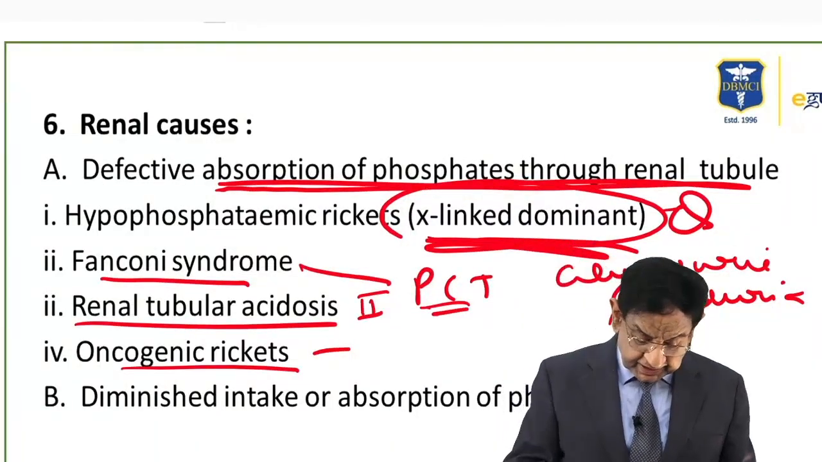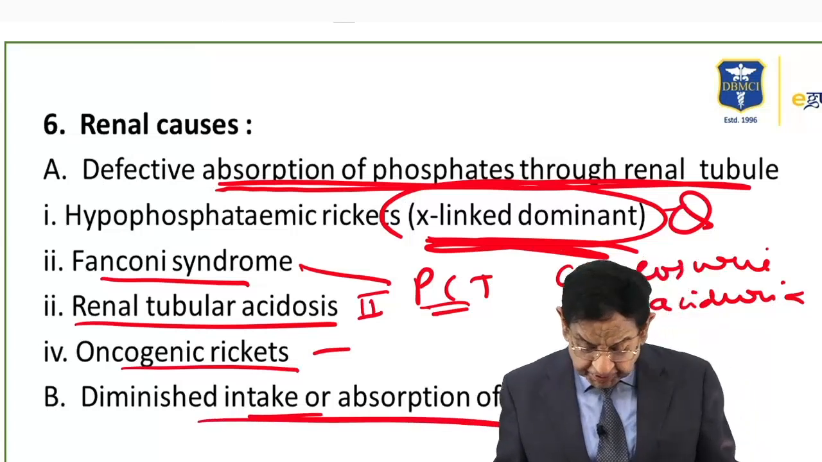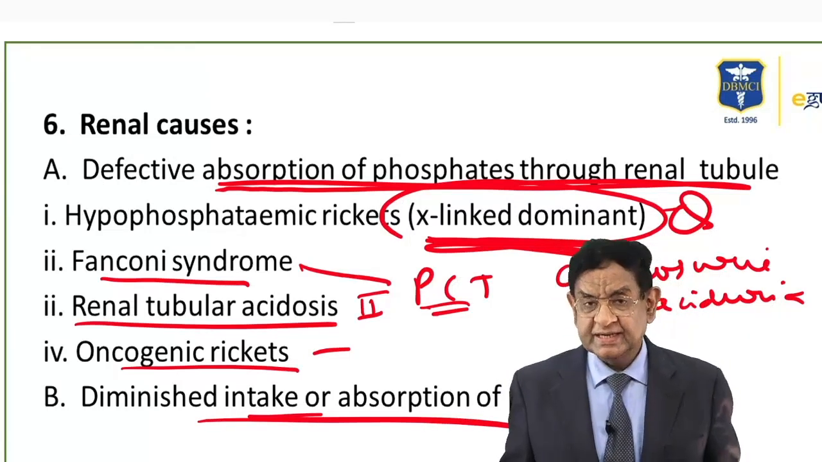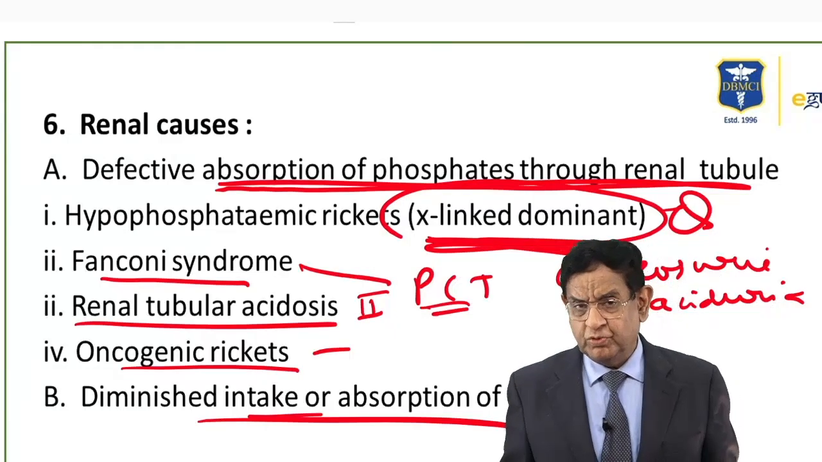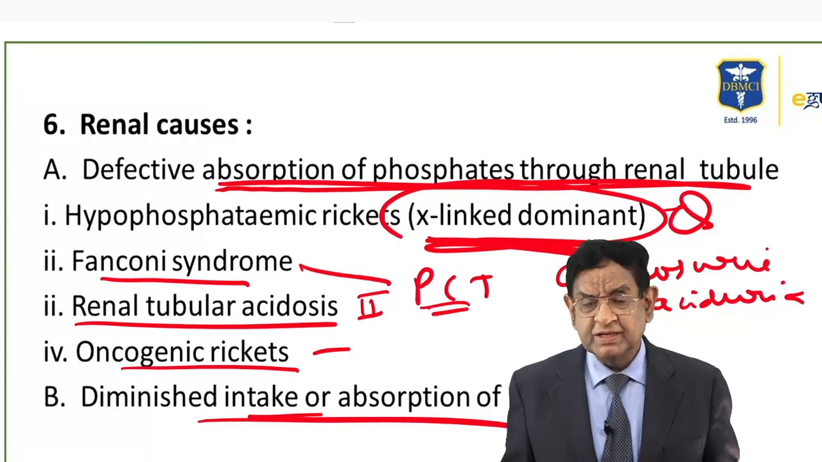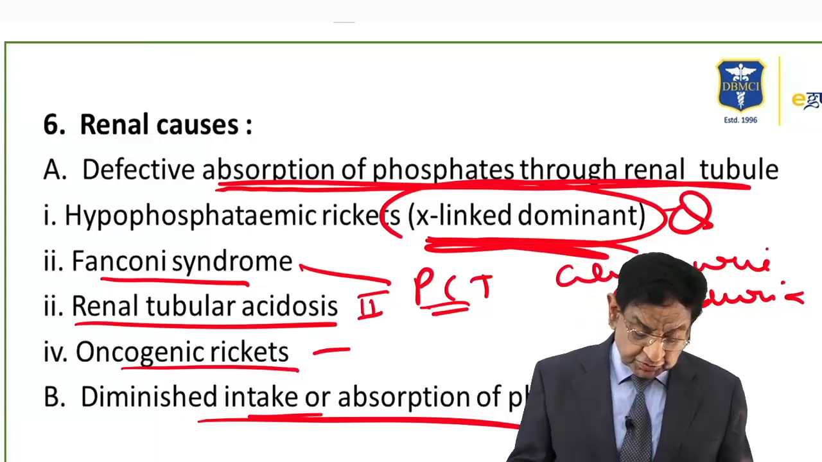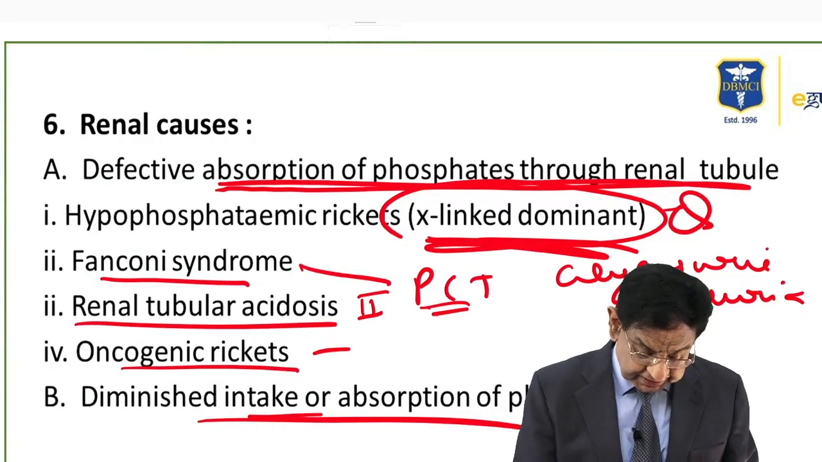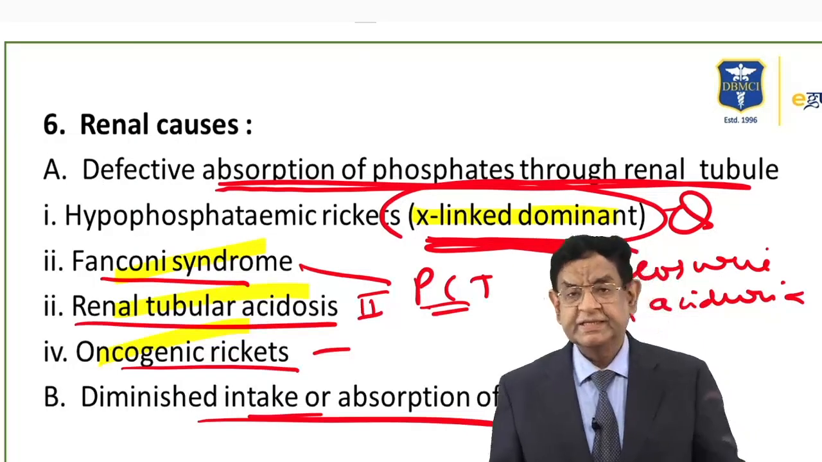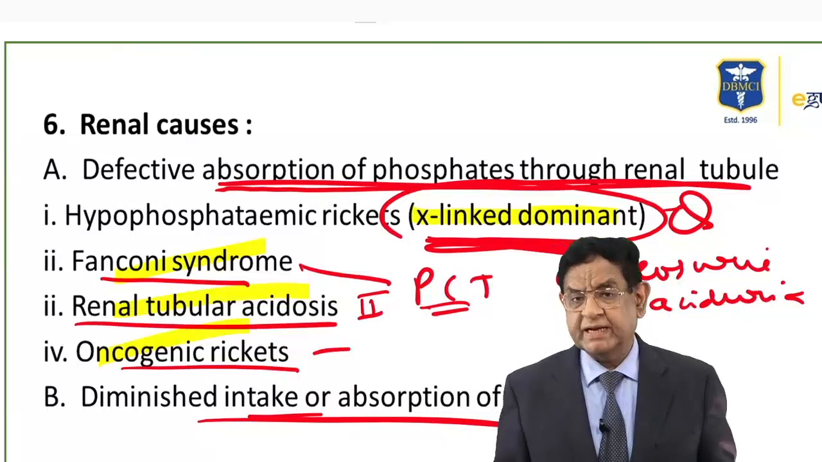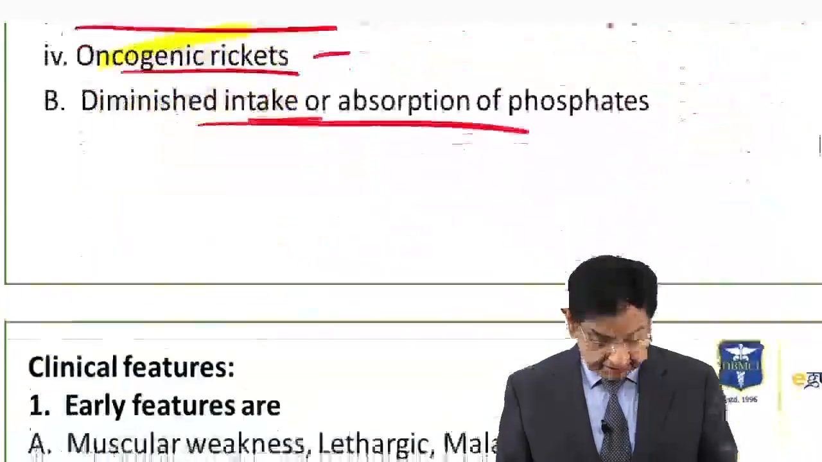In addition to that, low intake or absorption of phosphate in the GIT can again lead to hypophosphatemia. It's nothing to do with the renal, but just to inform you, low phosphate intake is again a type of nutritional problem. So friends, as far as the keywords are concerned: X-linked dominant, Fanconi, renal tubular acidosis, and oncogenic. There are 4 keywords. All these I'll be talking about in more detail later on.